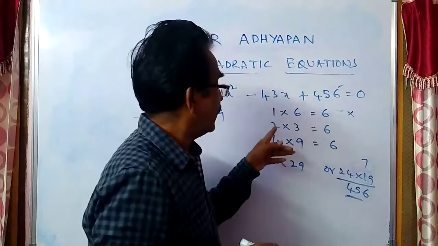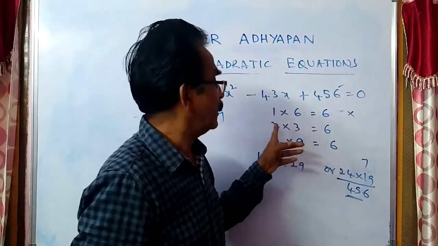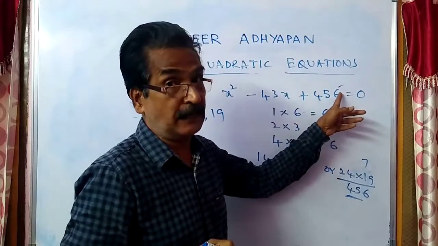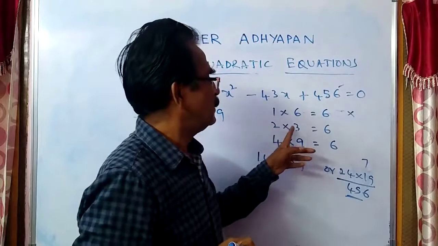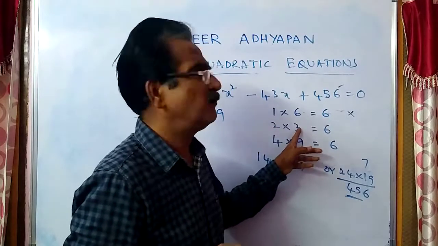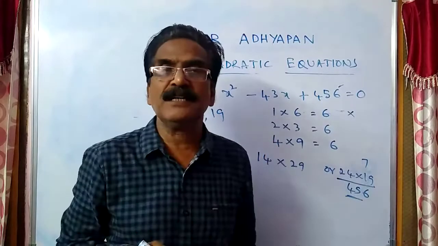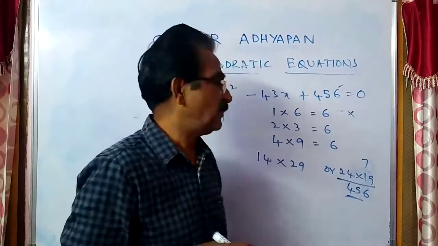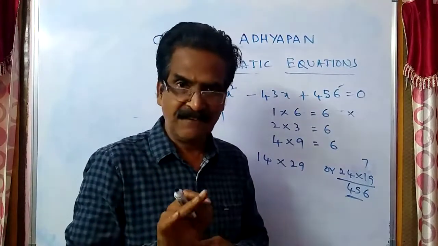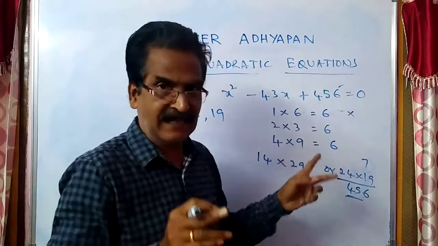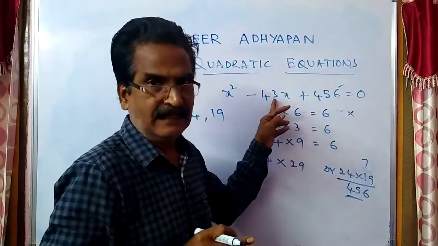Next, let us take 2. If you take 2 here it must be 3. 2 into 3 is equal to 6. We have to get the product 6. But 2 plus 3 is equal to 5. Here we have to get 3. So next go for 4 into 9. 4 9s are 36, units digit 6, fine. Then 4 plus 9 is 13. So here we are getting 3.